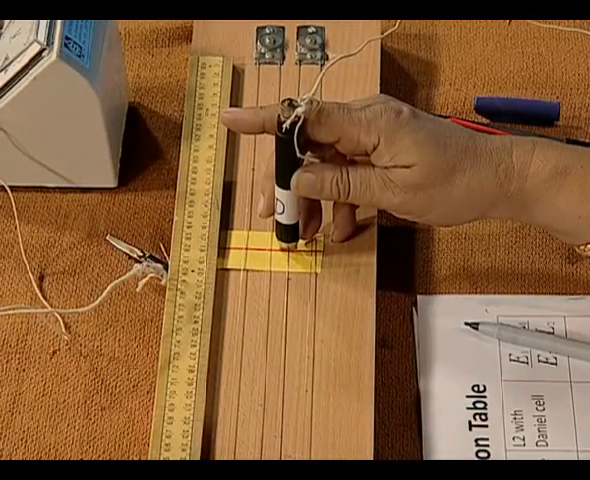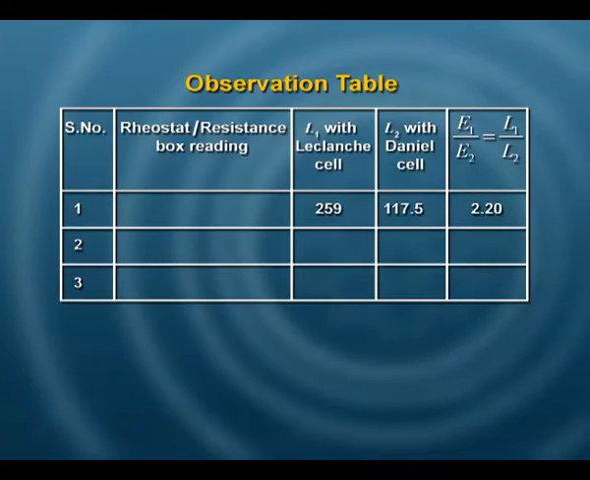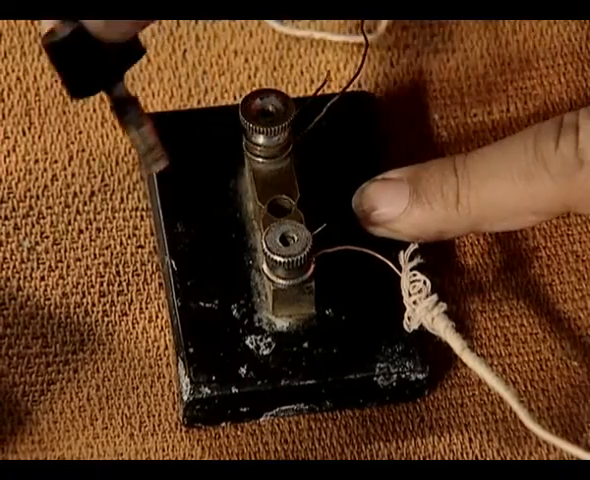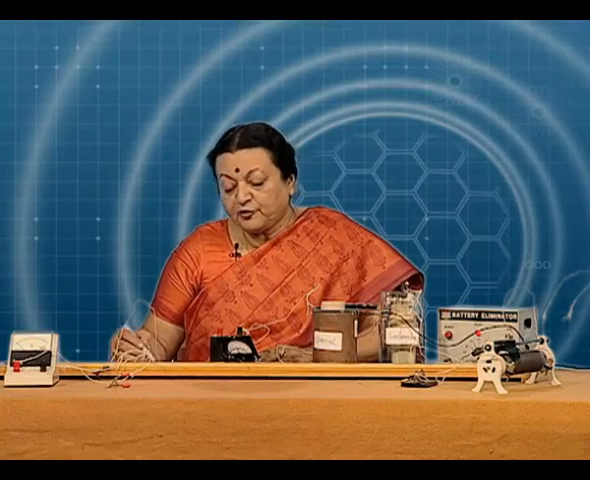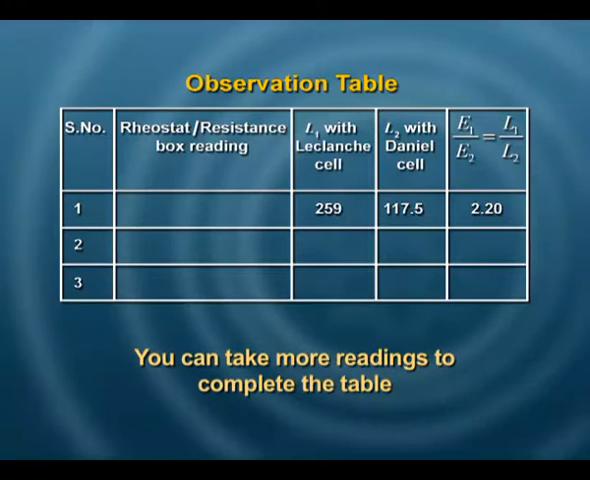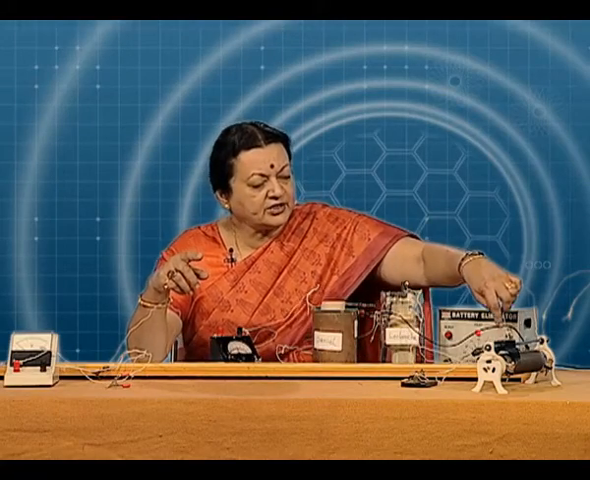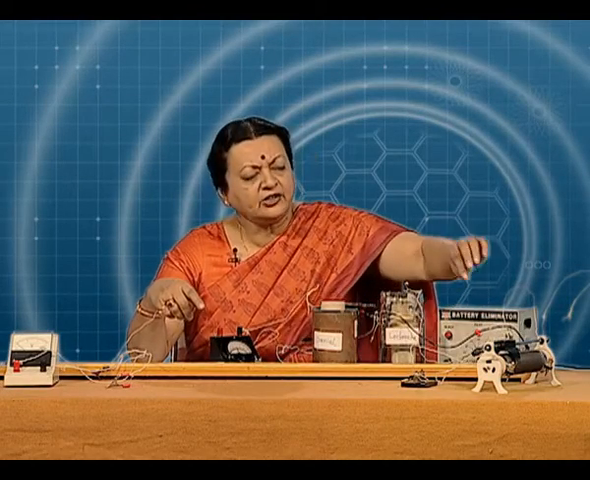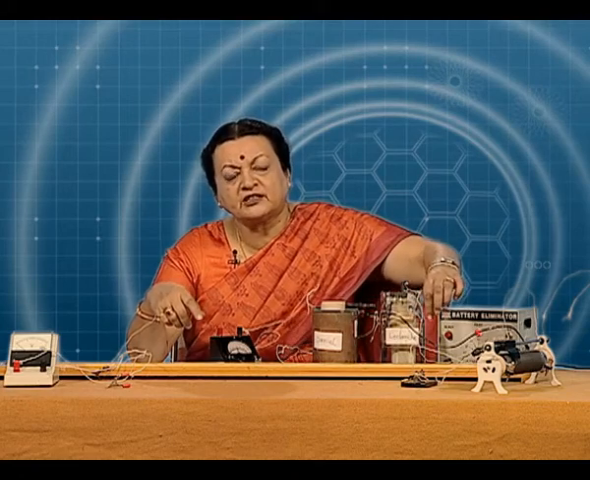So, 117.5 is the reading with our Daniell cell. Switch off this current here. If you find the ratio of these two lengths, that will be the ratio of the EMF. One reading is never sufficient. So, there are two ways of taking multiple readings. One is that you change the value of potential difference across the potentiometer wire by changing the rheostat, or else you can put a resistance box and choose different values from the resistance box and take multiple readings.